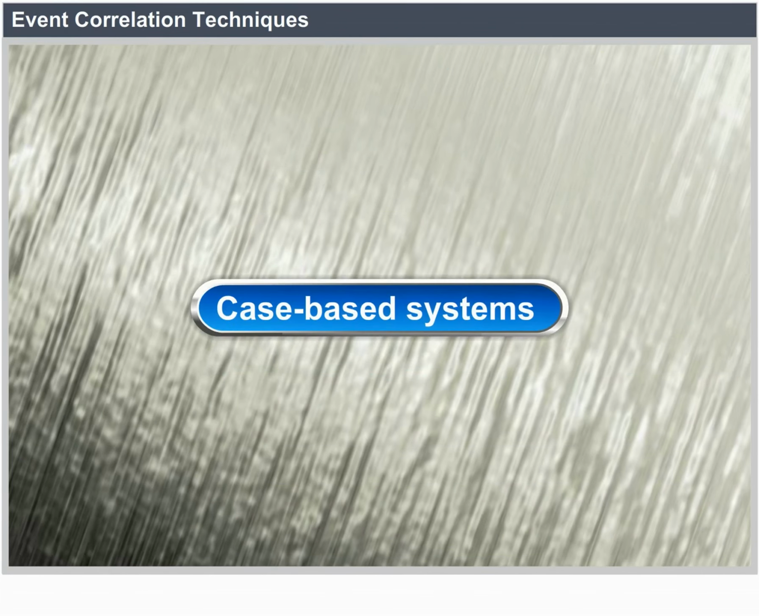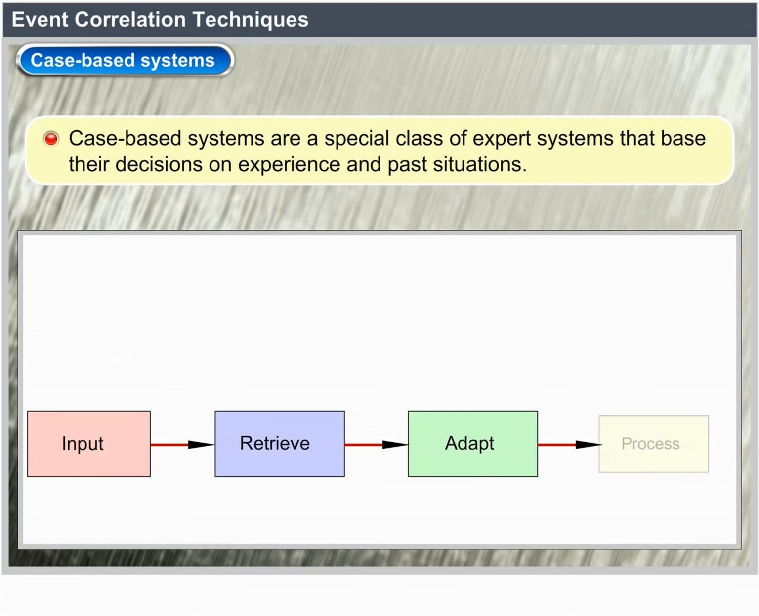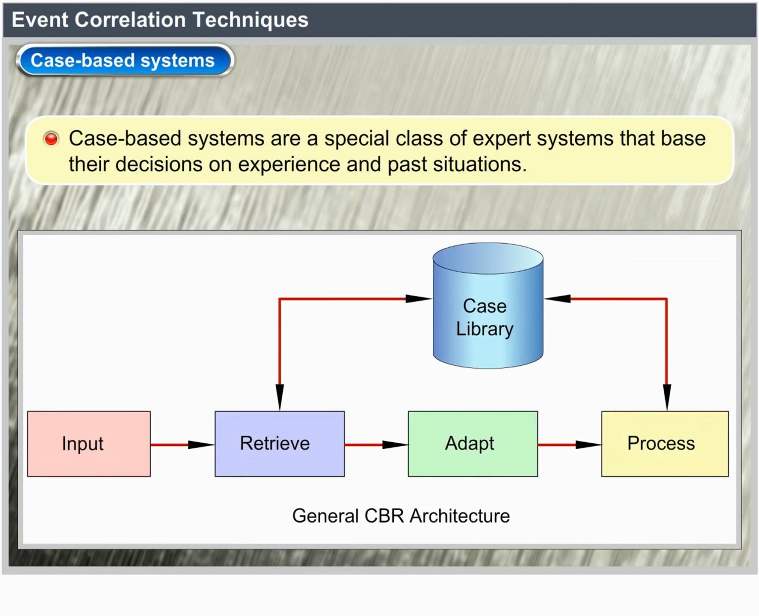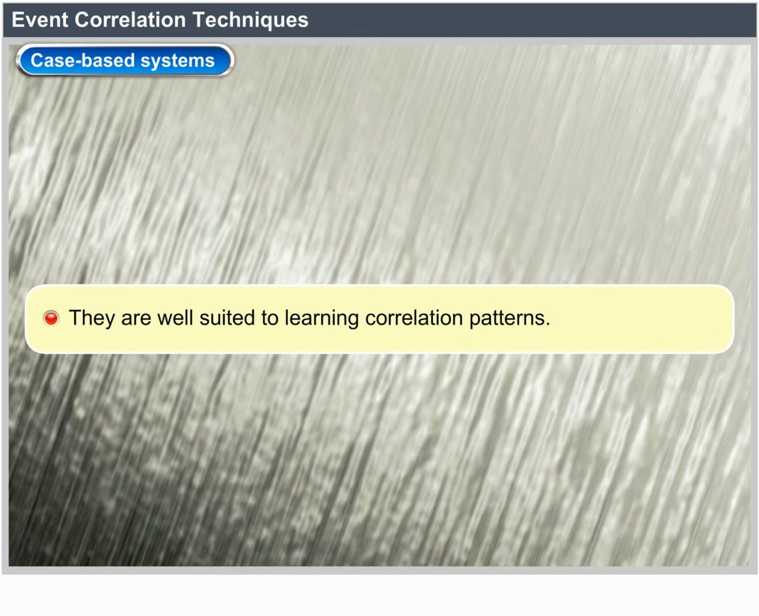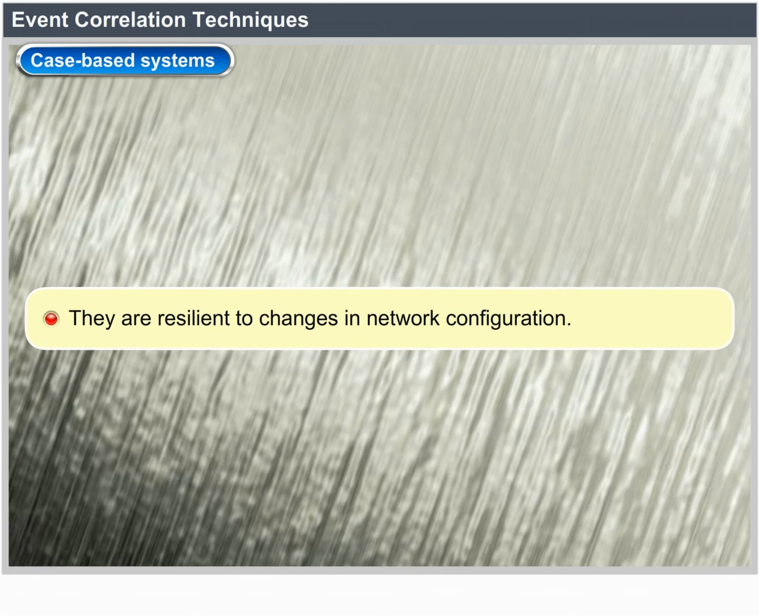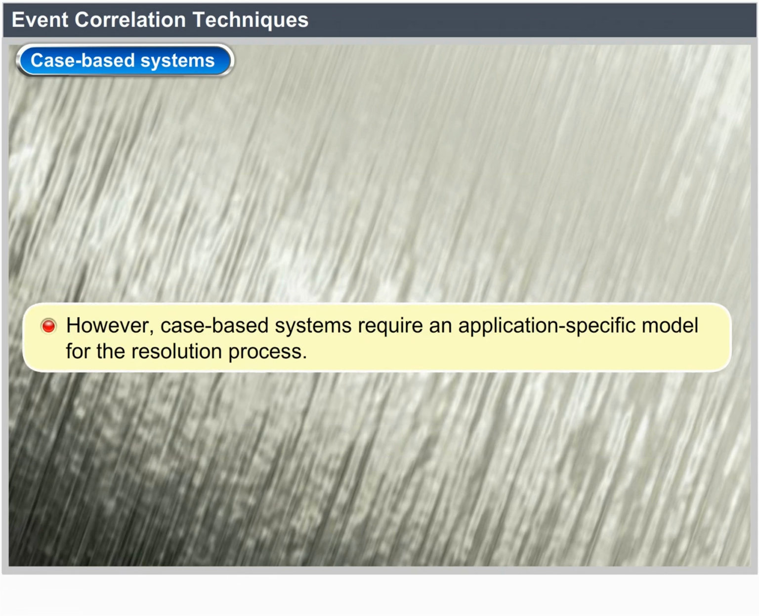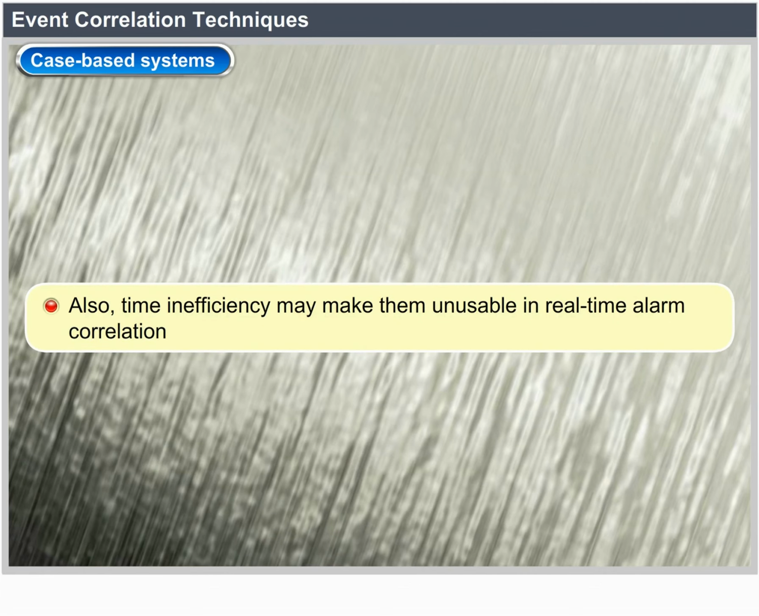Case-based systems. Case-based systems are a special class of expert systems that base their decisions on experience and past situations. They are well suited to learning correlation patterns. When a problem is successfully solved, the solution or its parts may be used in dealing with subsequent problems. They are resilient to changes in network configuration. However, case-based systems require an application-specific model for the resolution process. Also, time inefficiency may make them unusable in real-time alarm correlation.